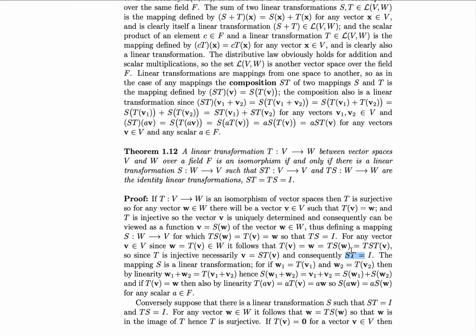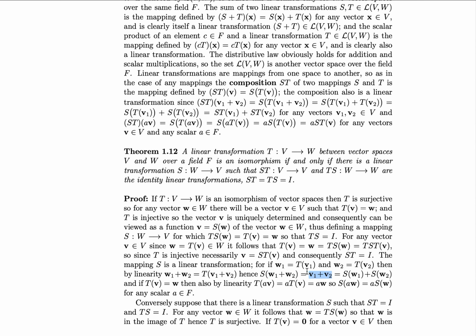We've simply created the association S, which associates to any vector W the vector V such that T of V is equal to W. We now need to show that S is a linear transformation. To do that, we're simply going to check the linearity conditions. Namely, if we have W1 equal to T of V1 and W2 equal to T of V2, then by linearity, W1 plus W2 is equal to T of V1 plus T of V2, and then we use linearity to pull out the T, and we get T of V1 plus V2. So we associate to the vector W1 plus W2 the element V1 plus V2. That is, S of W1 plus W2 is equal to V1 plus V2.